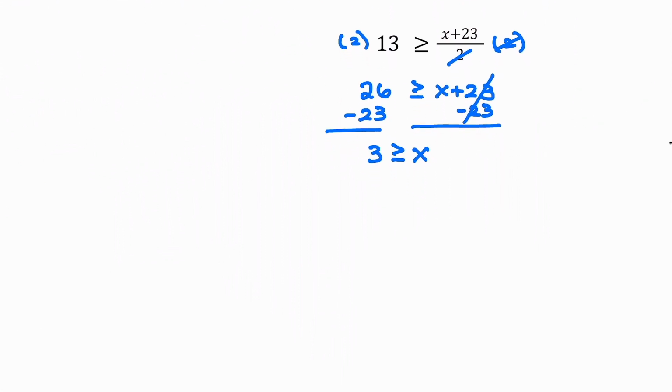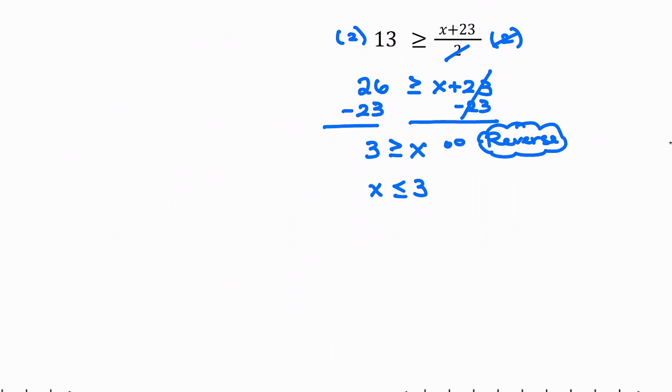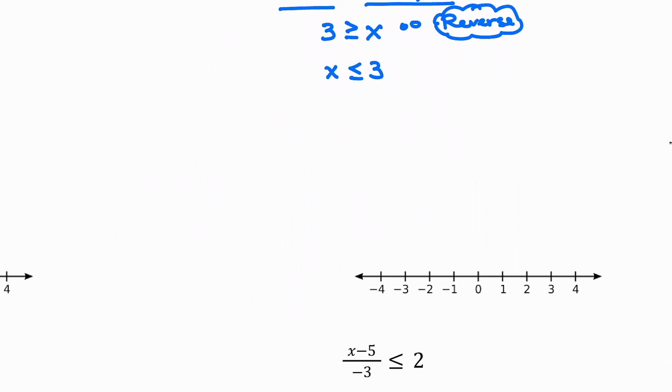I do not like it when the x is on the right. So we're going to reverse this, like completely reverse this. So instead of saying that 3 is greater than or equal to x, I'm going to write the exact opposite: x is less than or equal to 3. That makes it a lot easier to see where my set should be.